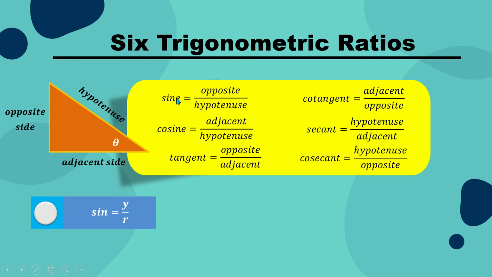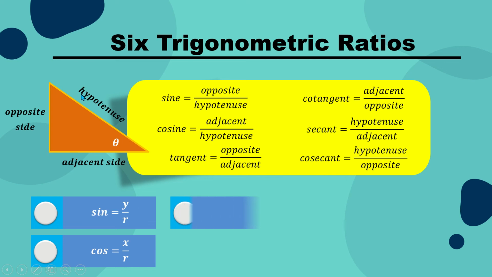The other version of representing the sine function: sine is equal to y over r. Y is the opposite, the y-axis, over the radius, so y over r. The cosine function is equivalent to x over r. X is the adjacent side, the x-axis, x over radius.